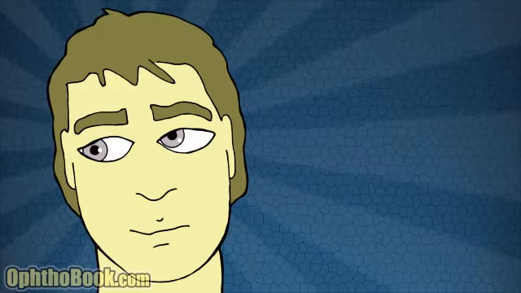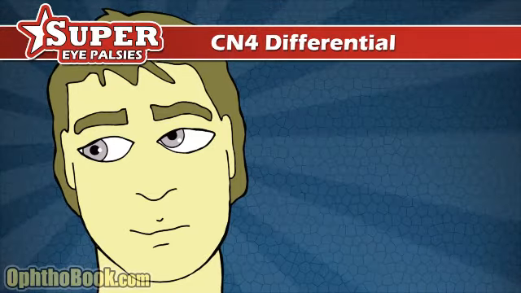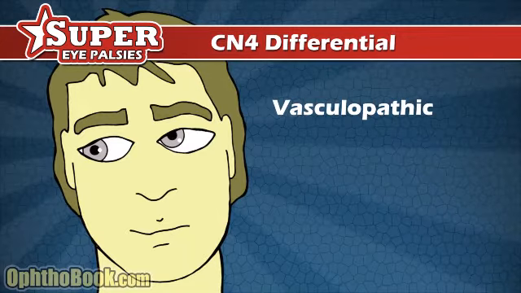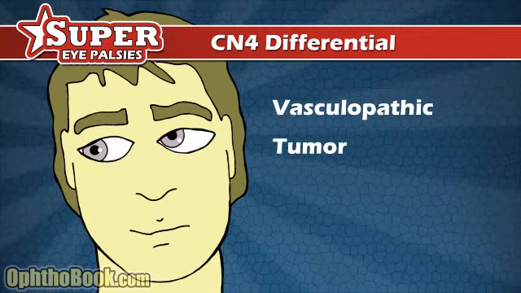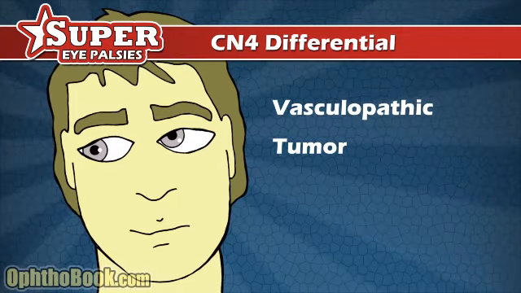So with the fourth nerve palsy, once again, what causes it? Like all the other ones, vasculopathic. You look for diabetes, you look for high blood pressure. You also look for tumor. It's a very long, skinny nerve with a very long course through the head, so there are a lot of places a tumor can compress.